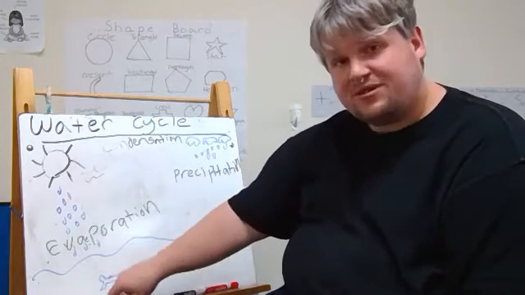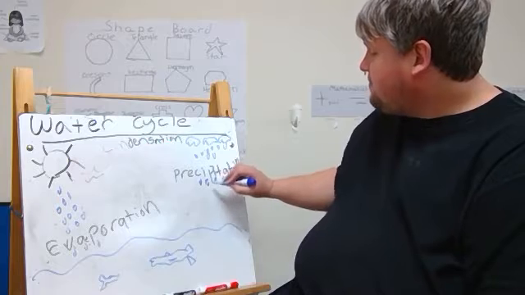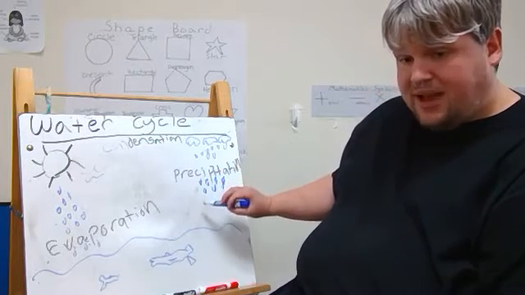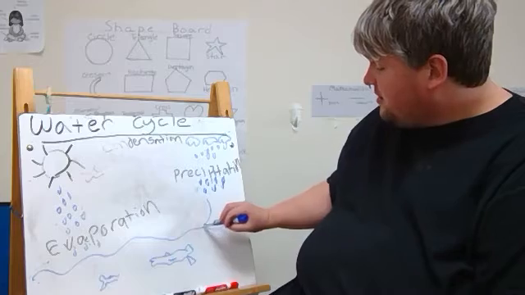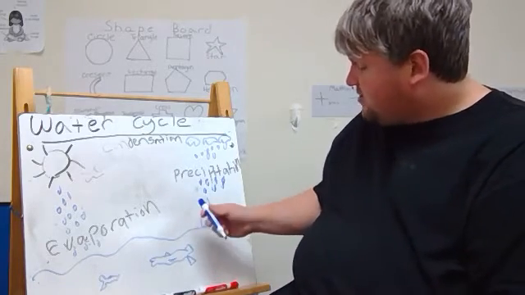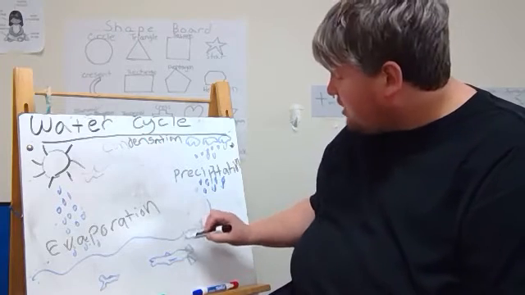P-R-E-C-I-P-I-T-A-T-I-O-N. Precipitation. Now, as that water keeps falling down from the clouds, it eventually makes its way back to the ground, or in my drawing's case, the ocean. And once it reaches its destination, it's called collection.